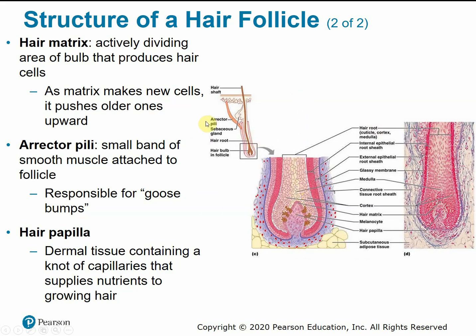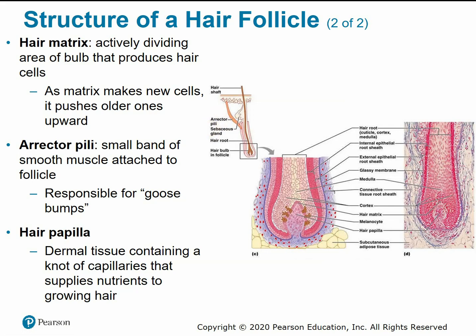Arrector pili is a small band of smooth muscle that attaches to each hair follicle. So when these muscles contract, it pulls the hair shaft upright and causes what we know as goosebumps. This is really kind of like a vestigial or leftover evolutionary structure. We don't really have much use for the arrector pili muscles anymore, but other mammals still do use them. So when a dog or a cat is feeling threatened or scared, the hair will stand up on the back of their neck, their scruff, to try to make themselves look bigger.